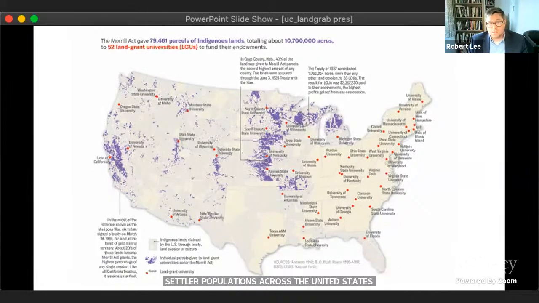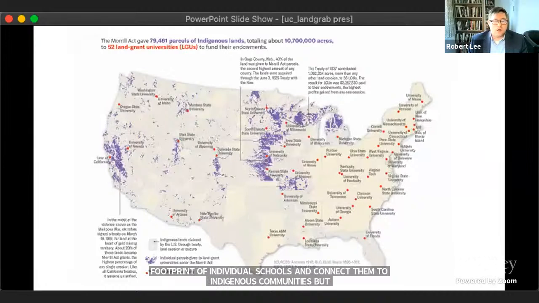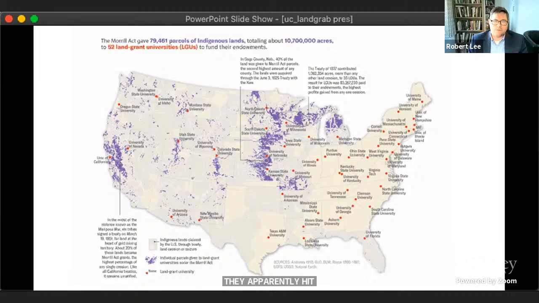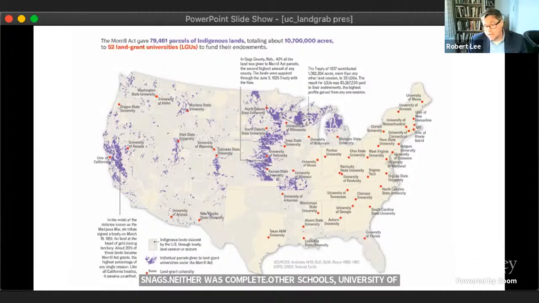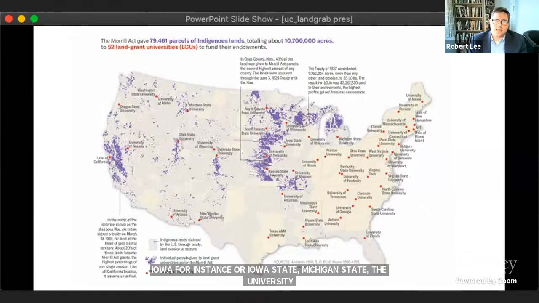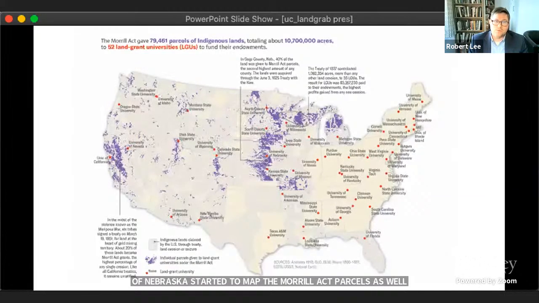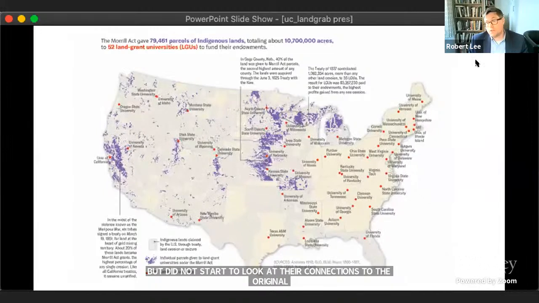Meanwhile, there's been a few researchers at UMass, for instance, at Virginia Tech, who are trying to map the Morrill Act footprint of individual schools and to connect them to indigenous communities, but they apparently hit some snags. Neither was complete. Some other schools, the University of Iowa, for instance, or Iowa State rather, Michigan State, the University of Nebraska, have started to map the Morrill Act parcels as well, but didn't start to look at their connections to the original owners and caretakers of the land. And more work is currently on the way.